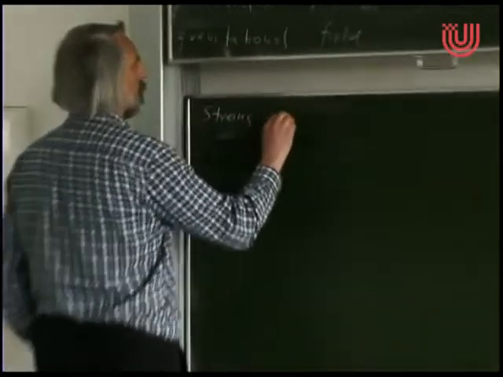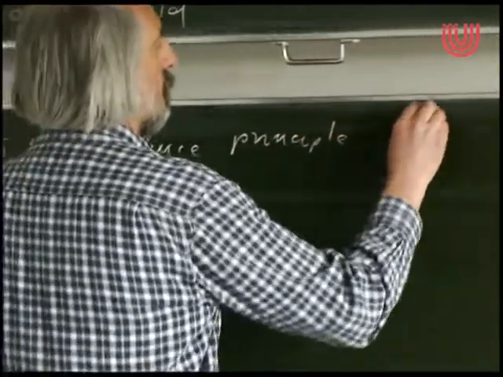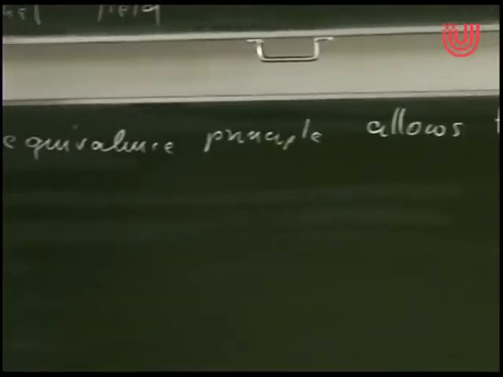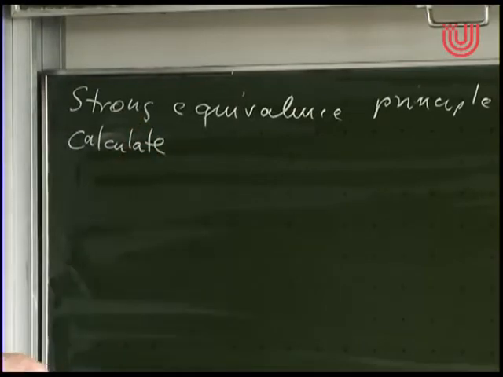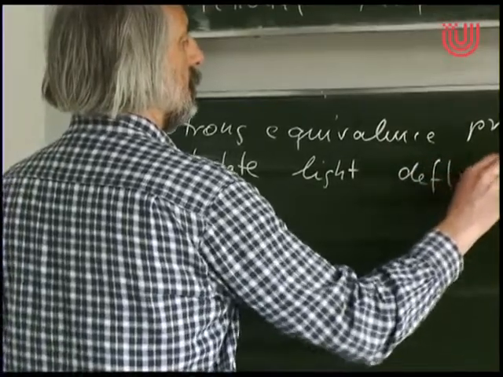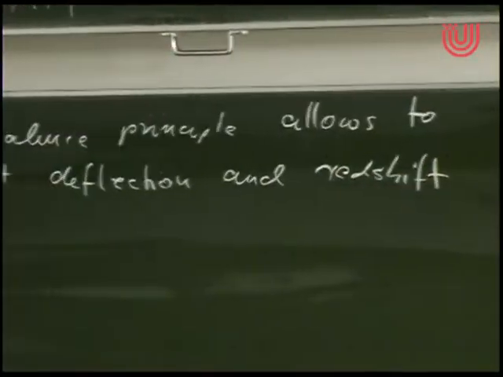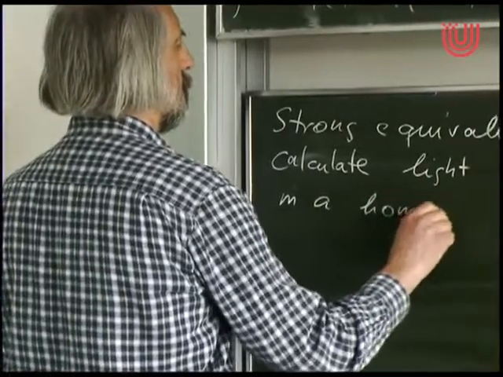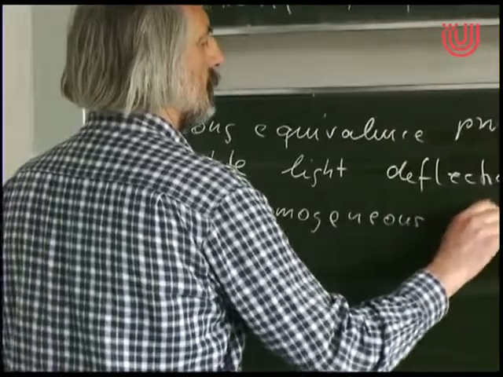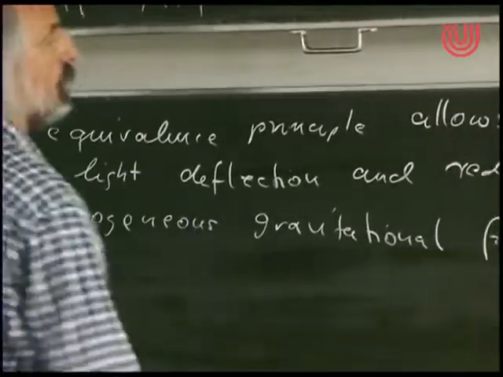Okay, so the strong equivalence principle allows to calculate a lot of things. Actually, I will show you the calculation for two things. It allows to calculate light deflection and the redshift in a homogeneous gravitational field. Okay, and that's what we do now.